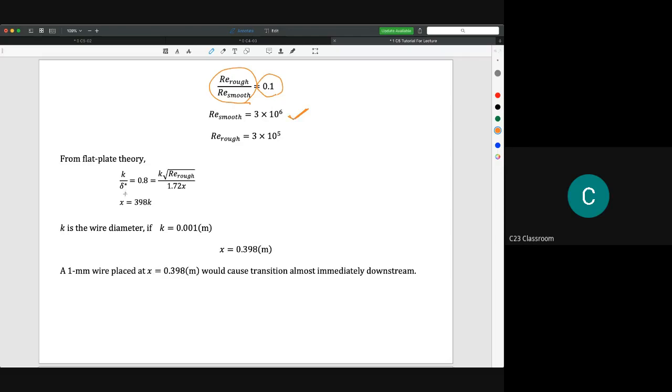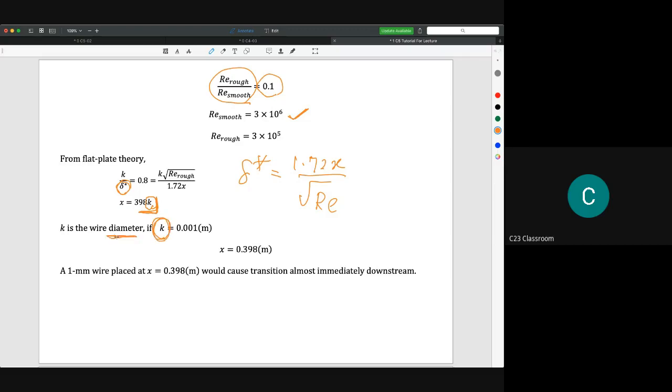Delta star here can be calculated by using the idea of Blasius, which is 1.72 x over square root Reynolds. So we substitute the value, and we get x is equal to 398 k. K here is not kilo, so please don't multiply by 10 to the power of 3. K is the value of the wire diameter.